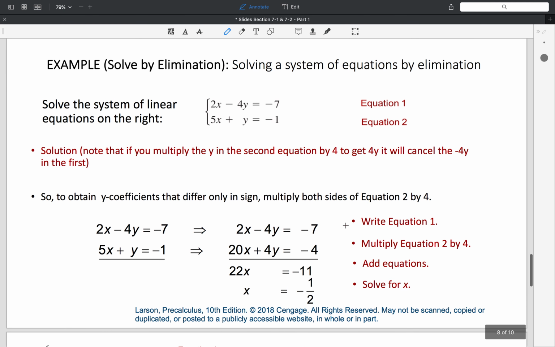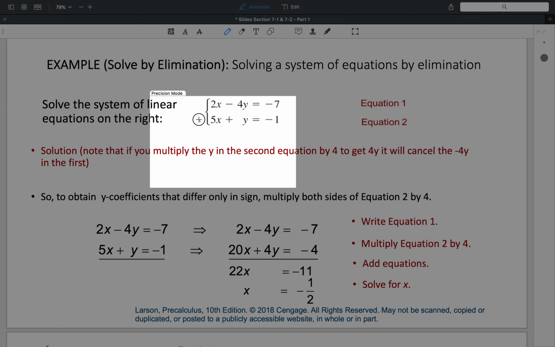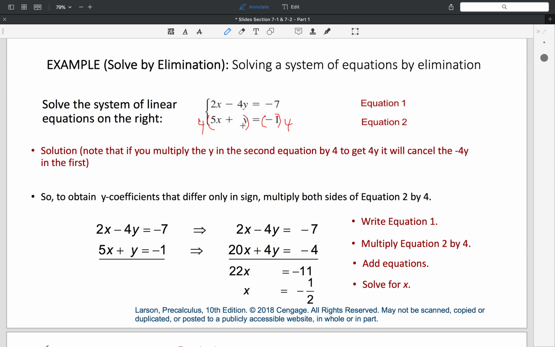So here's another one. And so here, what I'm going to notice is that if I multiply this equation by 4, so I multiply 4 here, and then I'll multiply this side by 4. Again, I got to do the same thing to both sides. What happens is I get a 4y here, I'm going to get a 20 here, and when I add these equations like I did before, it's going to cancel that. So let's go through that.